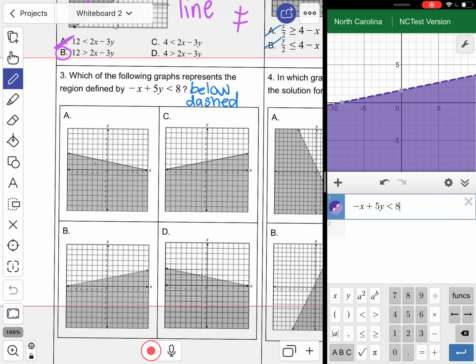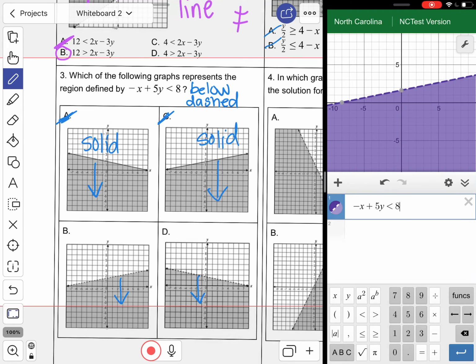So if I look at A, that's shading below. B is also shading, so they all have shading below, so you can't get rid of those. But we have a dashed line. So A has a solid line, and I don't want a solid line, so we're going to get rid of A. And C also has a solid line. So we're going to have to choose between B and D.